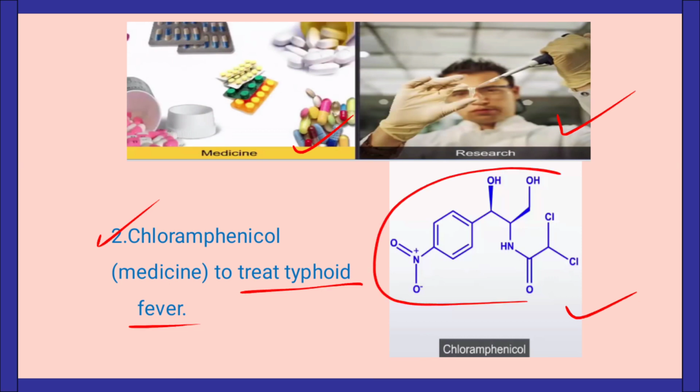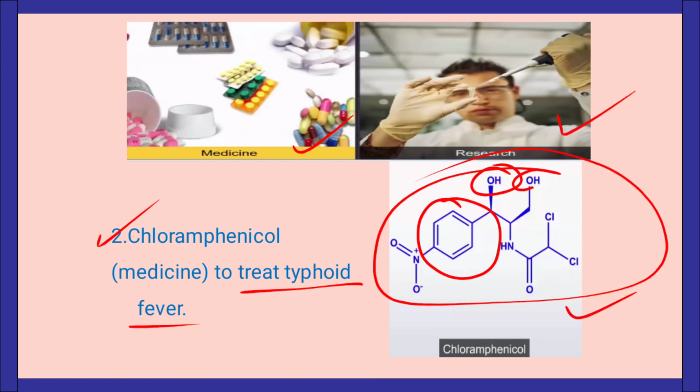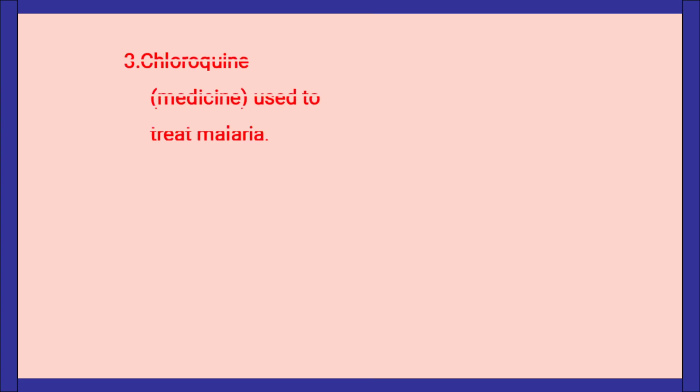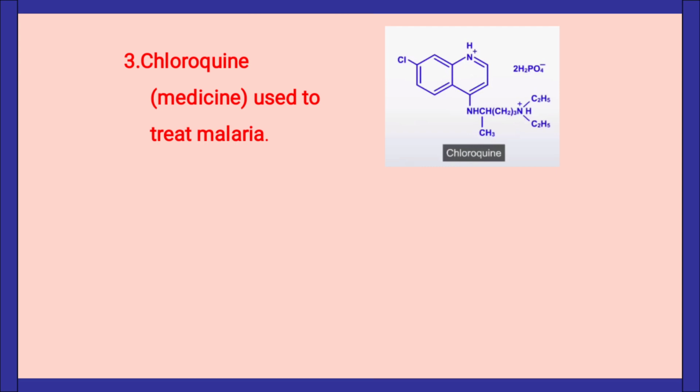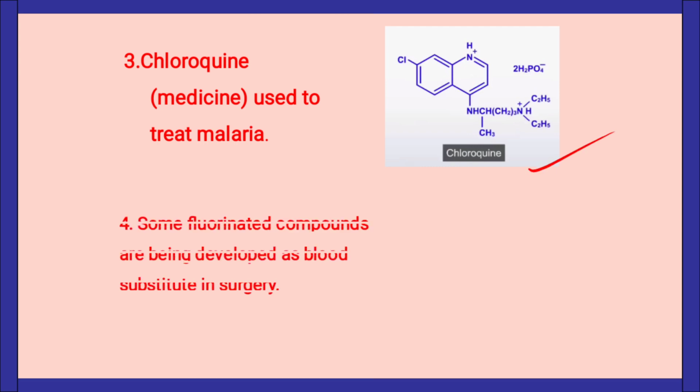This is what its structure looks like, and you can clearly see this is a benzene ring. Here there is OH, so you can clearly see that this structure also contains your organic chemistry. Next one was chloroquine, the medicine used to treat malaria. Showing you this structure, it looks somewhat like that.